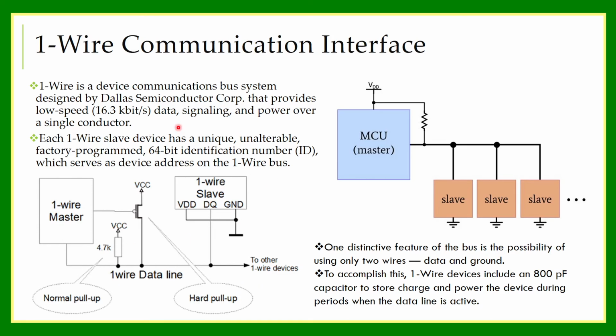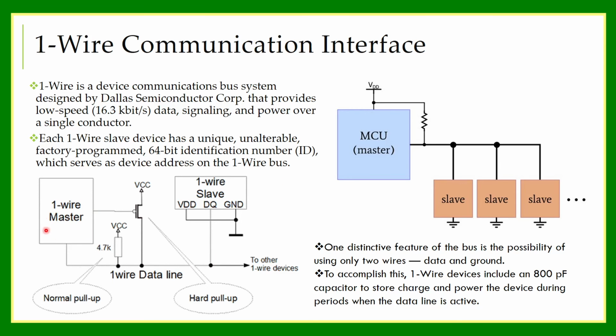Now this is how one wire communication is used, or how the interface works. You can see there is one master and there can be multiple slaves. Each slave has a factory programmable address, and as we have discussed, it has low speed, 16.3 kilobits. That's the max typical reporting rate.